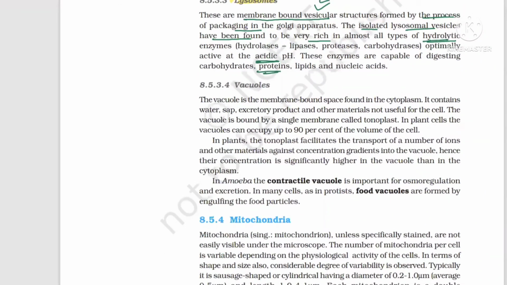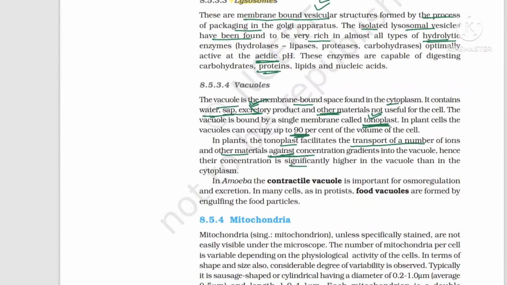The vacuole is also a membrane-bound structure present in the cytoplasm. It contains water, sap, excretory product. Please remember excretory product and other material also. It not only contains food and minerals, but it contains water. It contains waste also. Its membrane is known as tonoplast. It occupies 90% of the cell. Tonoplast is also like a cell membrane, so it is selectively permeable. It allows the transport of a number of ions and other material against the concentration gradient. It means it is also using the active transport method.